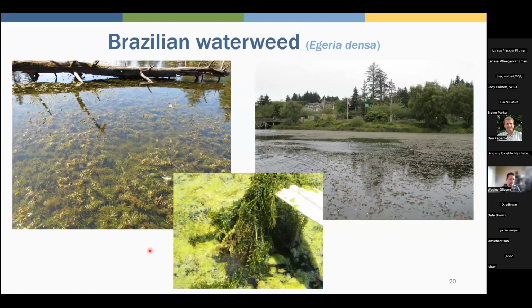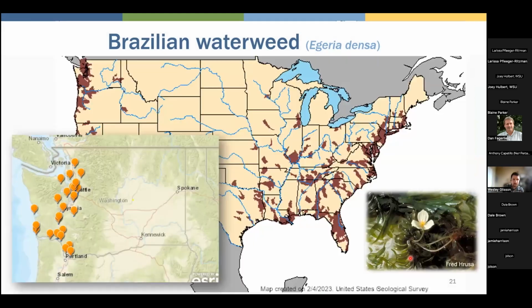And here's just some photos of infestation. So again, this is a plant that can fill up the water column, really cause issues for recreation, shading out those native plants. Here's some more photos as well showing its infestations. In terms of its distribution in the United States and Washington, fairly widespread on both coasts. And then here in Washington, pretty much restricted to the west side, but as you can see, in a fair amount of water bodies throughout the west side of Washington.